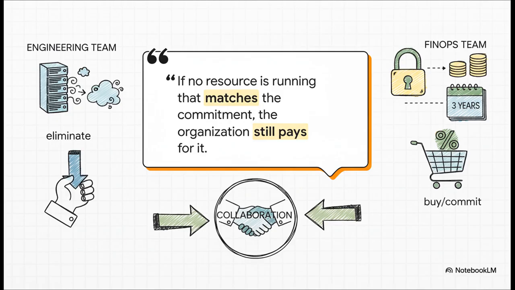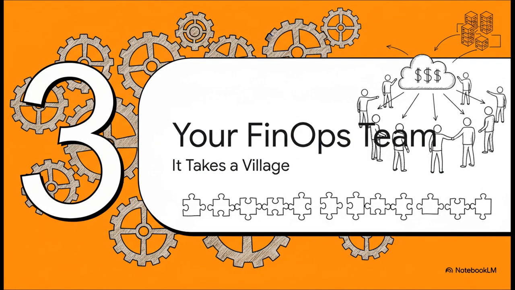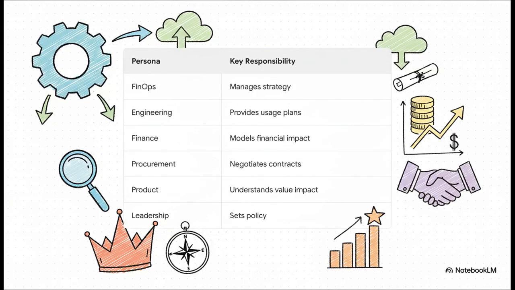If those two teams aren't talking, you are literally paying for something you don't even use. That's why communication is absolutely non-negotiable. And that brings us right to the team, because you just can't do rate optimization in a silo. It is 100% a team sport. To really succeed, you need people from all across the company working together. So let's look at the lineup.